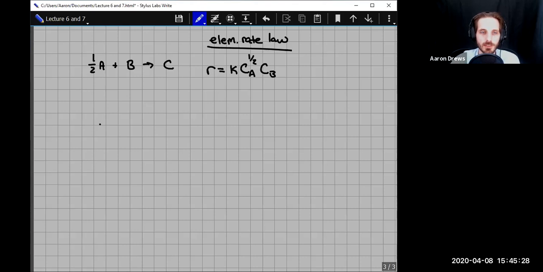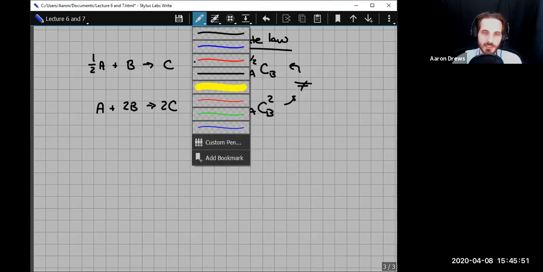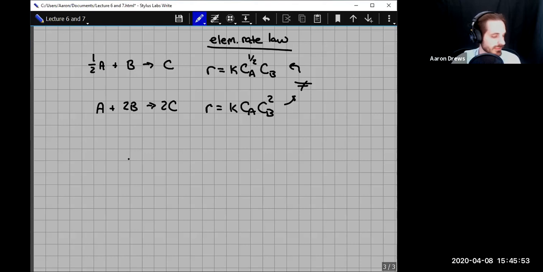If I doubled the stoichiometry on this one and said A plus 2B goes to 2C, I can also write an elementary rate law for that as r equals k C_A times C_B squared. But these two are not the same. This one is not equal to that one. And it's nice that we came up to this point because there's a boxed comment in the book that I can reiterate here.